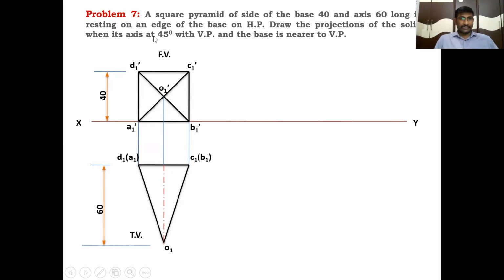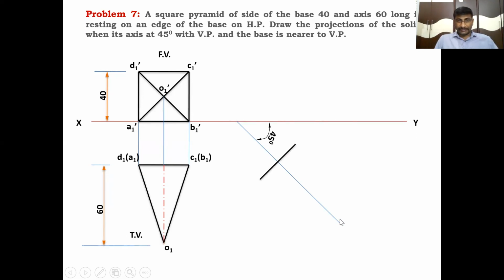But the given position is, the axis makes an angle of 45 with VP. So you have to rotate this axis by 45 degrees. Draw a 45 degrees line by locating any point on the XY line. From that point, draw a 45 degrees line. This is 45. Clear? On that 45 degrees line, draw a perpendicular, because the base is perpendicular to the axis line.